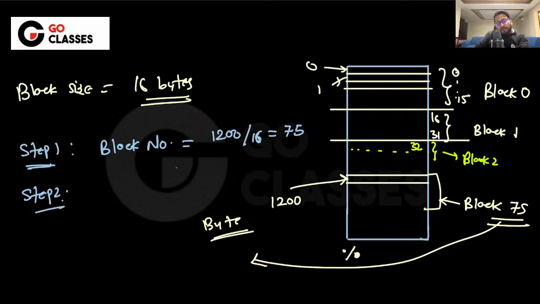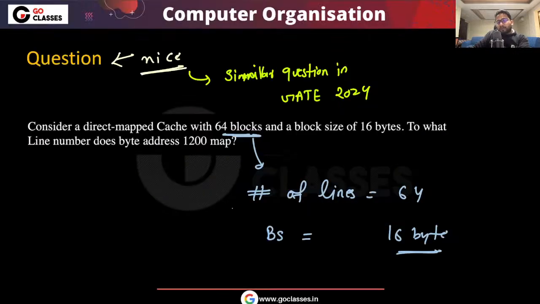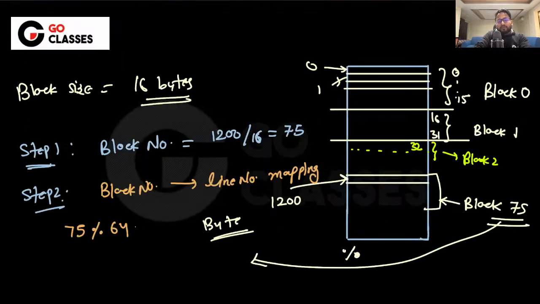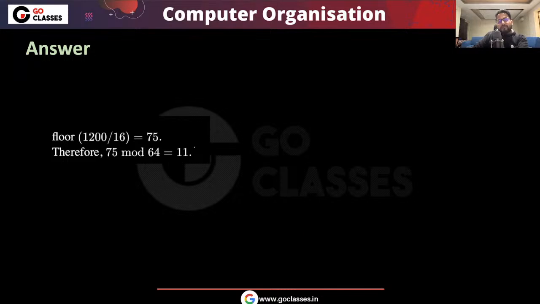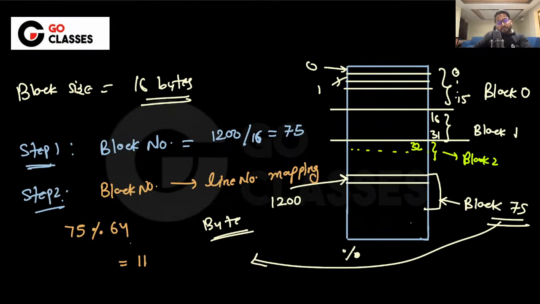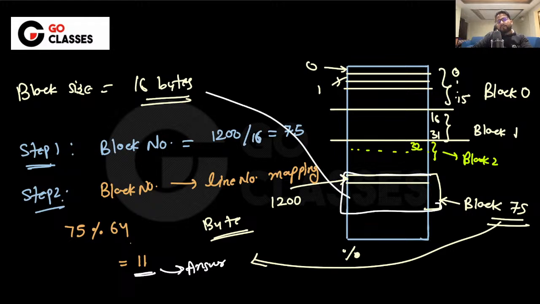Step 2 is easy. Given the block number, the block number to line number mapping is given by the standard formula. What is that standard formula? 75 mod the number of lines, 64. 75 mod 64, what will it come to? Can you tell me quickly? 75 mod 64 will come 11, right? So 11 is the correct answer. This is the line number where it will be present. This whole block will be shifted to line number 11.